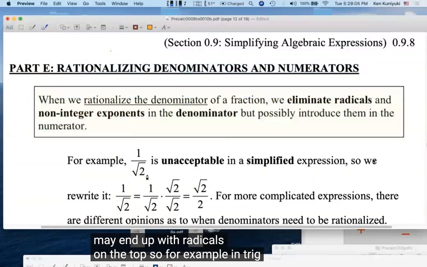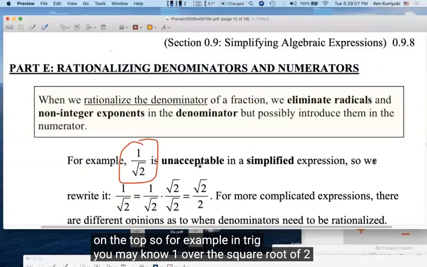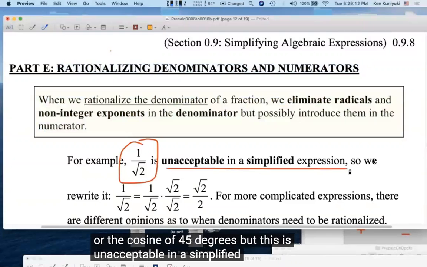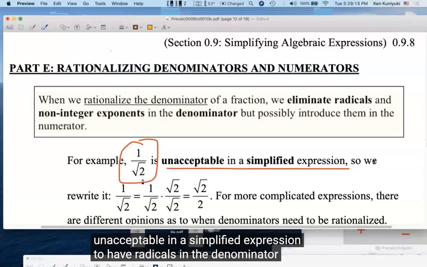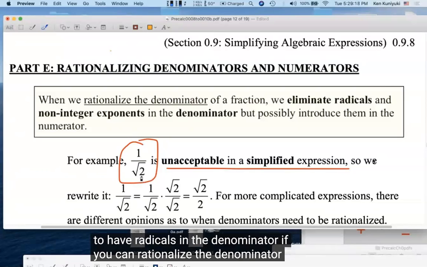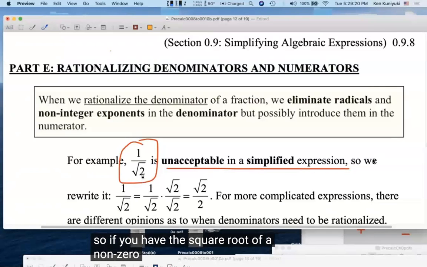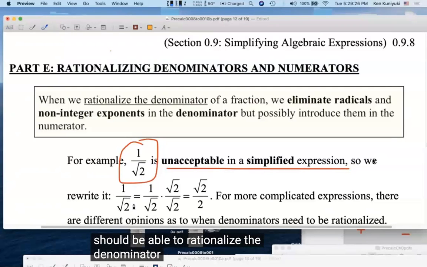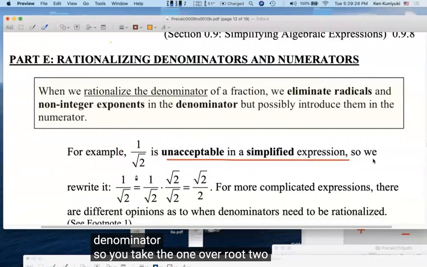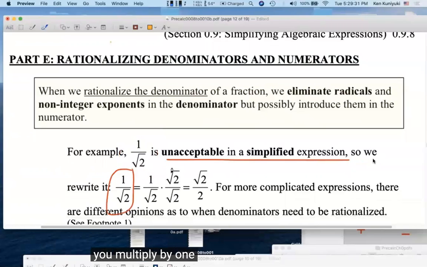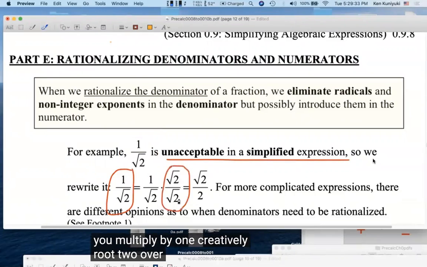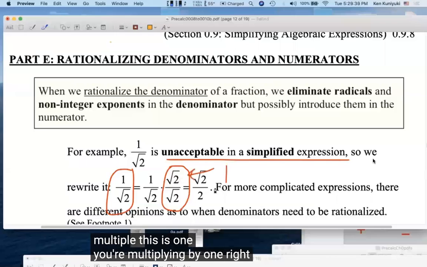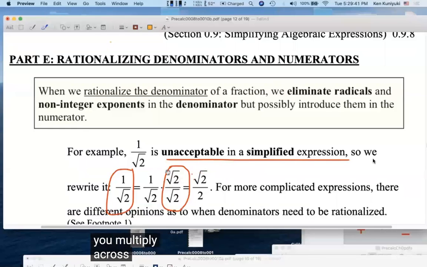So for example, in trig, you may know 1 over the square root of 2 as the sine or the cosine of 45 degrees, but this is unacceptable in a simplified expression to have radicals in the denominator if you can rationalize the denominator. So if you have the square root of a non-zero positive integer there, then you should be able to rationalize the denominator. So you take the 1 over root 2, you multiply by 1 creatively, root 2 over root 2, and then you multiply across.